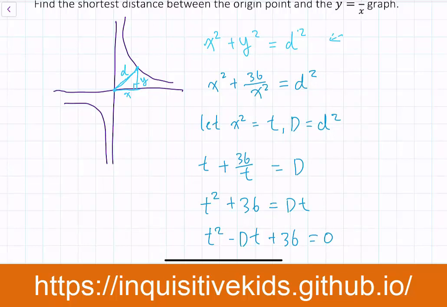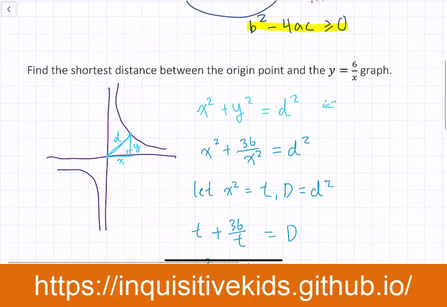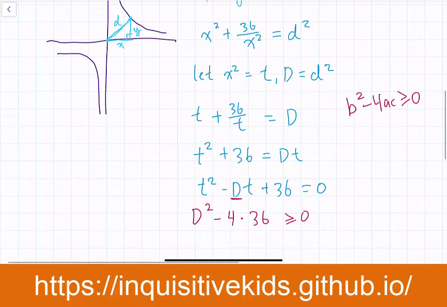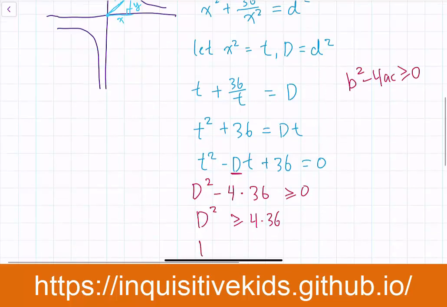From what we just proved, we know that the discriminant formula is b squared minus 4ac is greater or equal to 0. In this case, uppercase D would be our b, so D squared minus 4 times 36 is greater or equal to 0. So then D squared must be greater or equal to 4 times 36. d itself must be 2 times 6, which is 12.